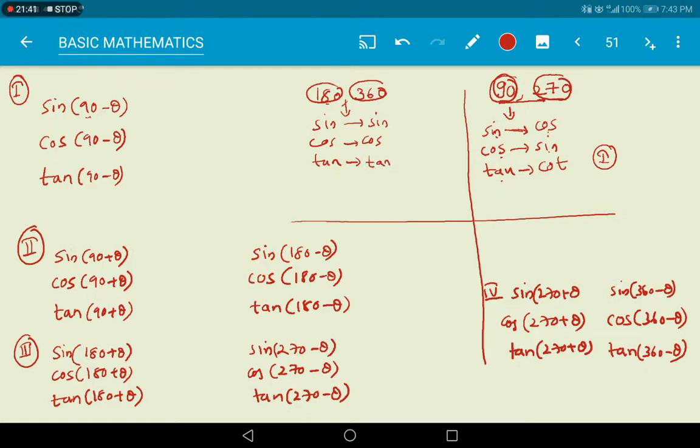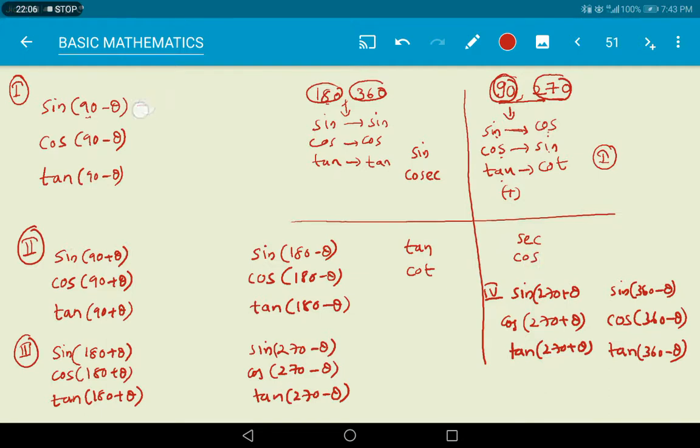And along with that, we should know one more rule. In the first quadrant, all functions are positive. In the second, only sine and cosec are positive. In the third, tan and cot are positive. In the fourth, secant and cos are positive.